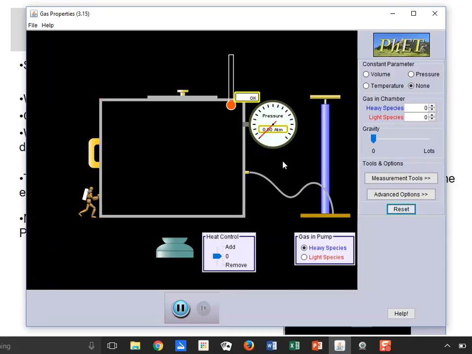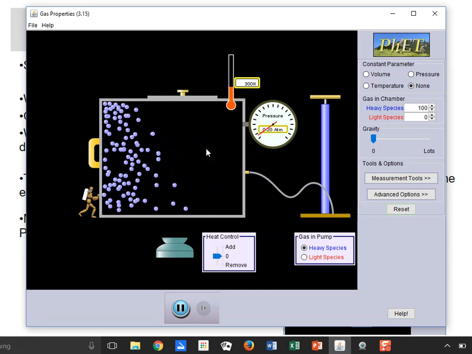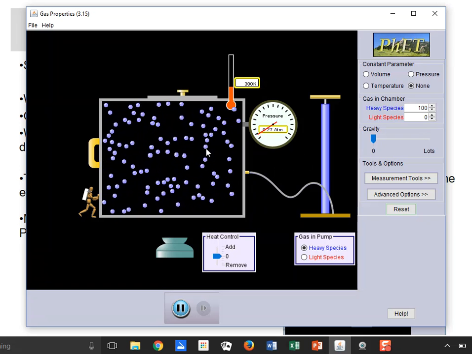What we're going to look at first is the effect between particles and pressure. So if I leave the volume constant and I leave the temperature constant and I just change how many particles I have in here, what happens to my pressure? That's the idea. So I'll type in over here. I go to where it says heavy species and type in 100 molecules to start with. I put 100 into the box there, and I click on this, and now you'll see the way they come out. I don't know that gas molecules really do that, but it's kind of fun to look at.